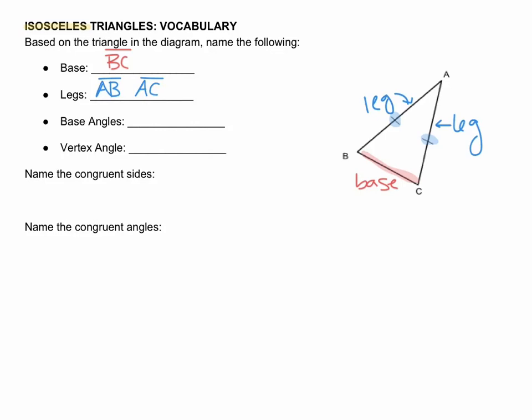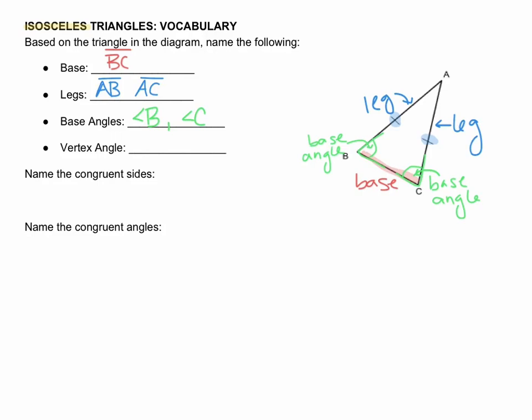I have two angles here that have the base as one of their sides. Those are the angles that I'm highlighting in green. We call these base angles. So I would say that the base angles in this triangle are angle B and angle C. Now remember, I could name those with three letters, angle ABC and angle ACB, but in this case I can also only use one letter for these angles.